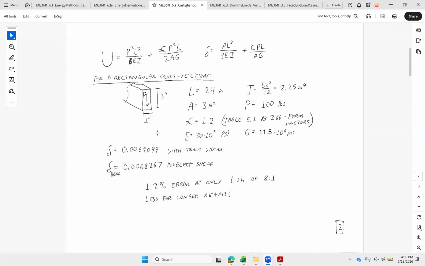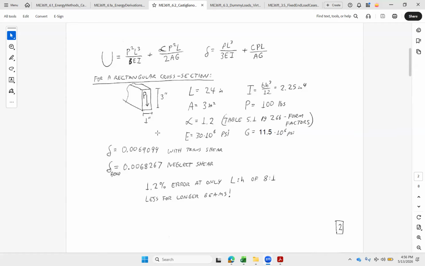0.0069099. If we take away the transverse shear term, we get 0.0068267. So the difference between these two is in the neighborhood of 1% for this really short stubby beam, 8-to-1 ratio. Note they both scale linearly with force, so regardless of the amount of load on there, we would get this kind of percent error.